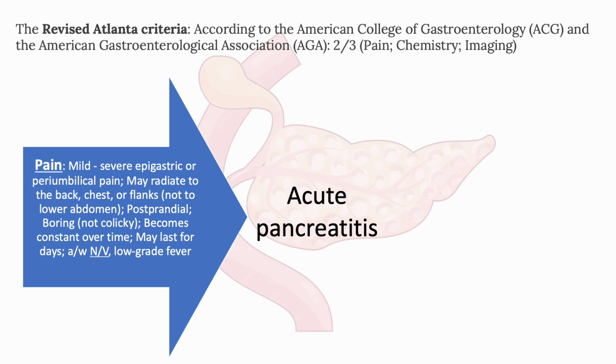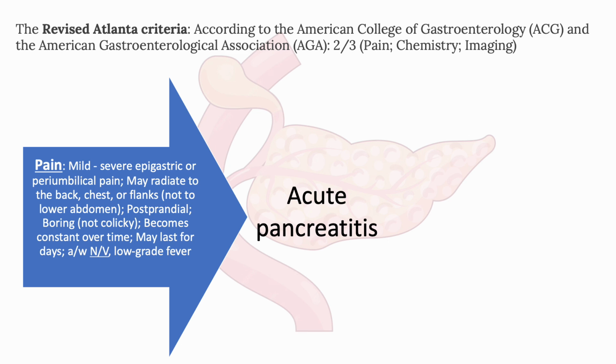So coming to the pain, the pain of acute pancreatitis varies. It can be mild in some cases, but sometimes can be really severe. And it's usually, again, in the epigastrium area, but it can be also a little bit lower in the periumbilical area. It can be a little bit closer to the right upper or left upper abdominal area. It might radiate to the back, it might radiate to the chest or even the flanks, but it doesn't radiate to the lower abdomen. If it's really very below the umbilicus, it's not acute pancreatitis.